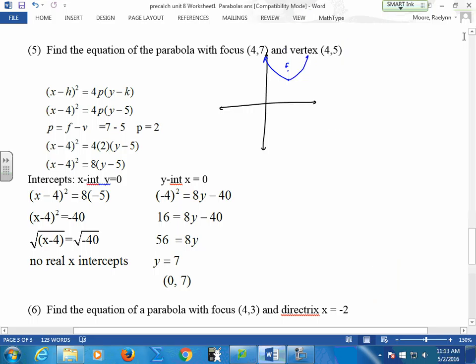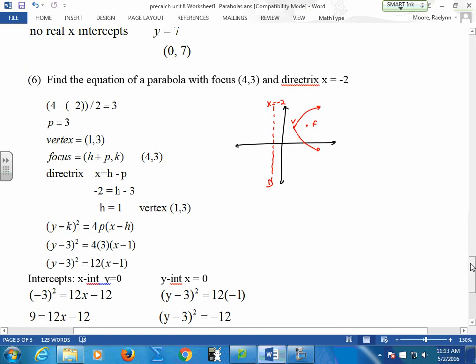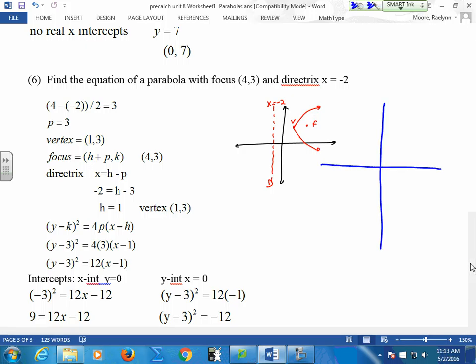Okay, and last one. You're given a little bit more this time. You're given a focus, 4, 3. This is my focus point, not my vertex, and my directrix, x equals negative 2. Now, somewhere halfway in between my directrix and my focus, what am I going to find? The vertex. So if I know this x, I'm just going to make a line of symmetry. I need my x value because it's moving across my x's.